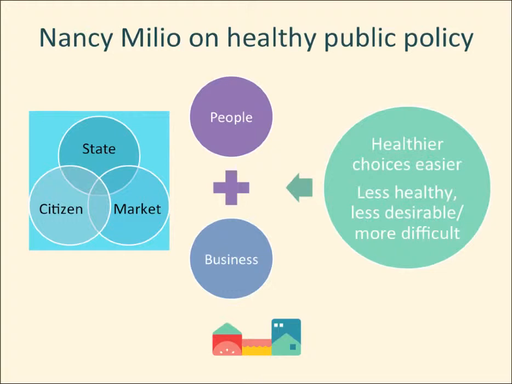So this is all to say that I've talked a lot about the people as part of the context that we have to think about, but we also need to think about the business when we're talking about making healthy choices easier. Nancy Milio talked a lot about healthy public policy, and we often talked about healthy public policy as making the healthy choice the easy choice. But if we go back to actually what Nancy Milio said originally about healthy public policy, she said that it was equally important to address the community as it was to address corporations or businesses.